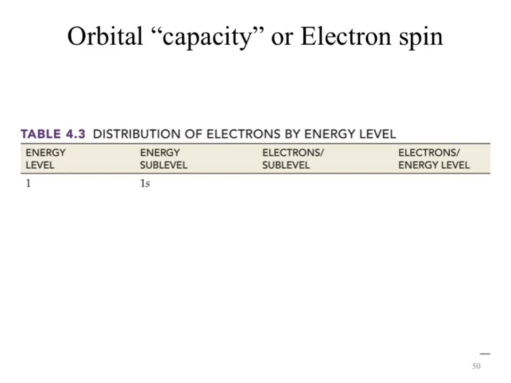So, orbital capacities. In the first energy level, how many electrons fit in this energy level? Two. Why?